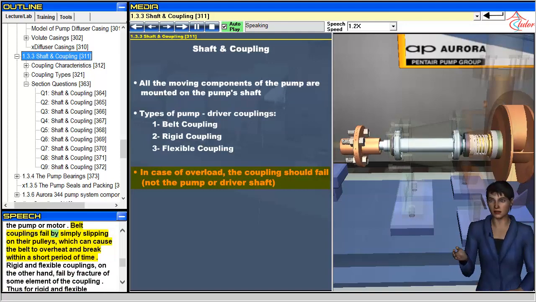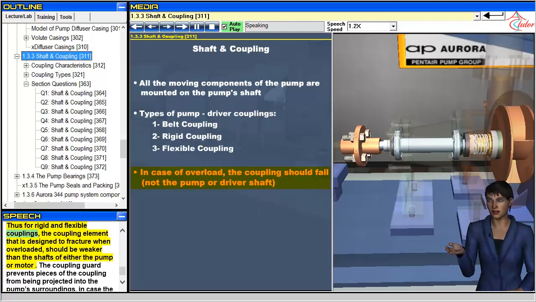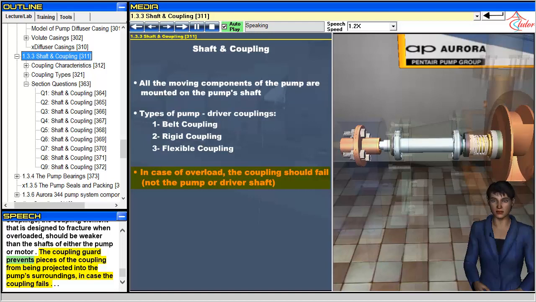Belt couplings fail by simply slipping on their pulleys, which can cause the belt to overheat and break within a short period of time. Rigid and flexible couplings, on the other hand, fail by fracture of some element of the coupling. Thus for rigid and flexible couplings, the coupling element that is designed to fracture when overloaded should be weaker than the shafts of either the pump or motor. The coupling guard prevents pieces of the coupling from being projected into the pump's surroundings, in case the coupling fails.